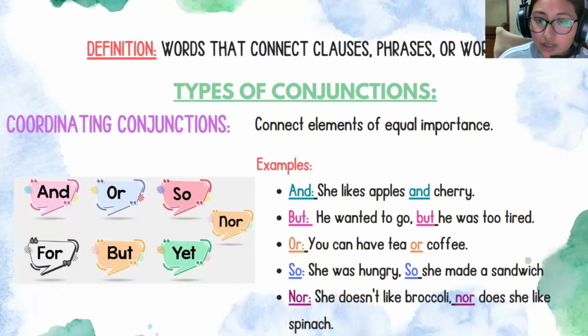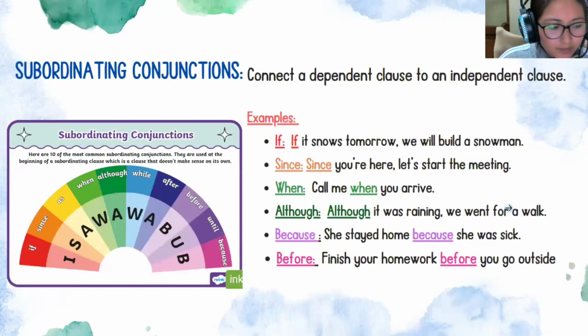So: she was hungry, so she made a sandwich. Nor: she doesn't like broccoli, nor does she like spinach. Subordinating conjunctions connect a dependent clause to an independent clause. Examples: if, since, as, when, although, while, after, before, until, because. If it snows tomorrow, we will build a snowman.